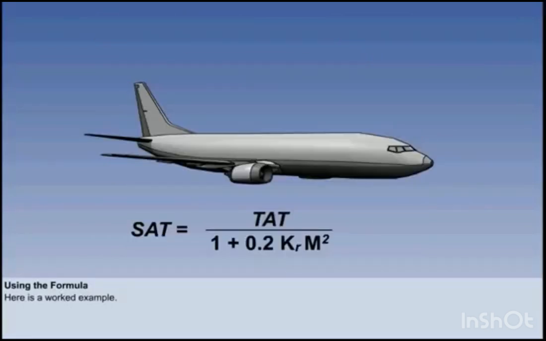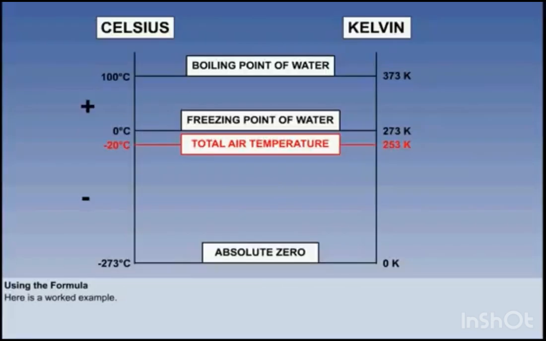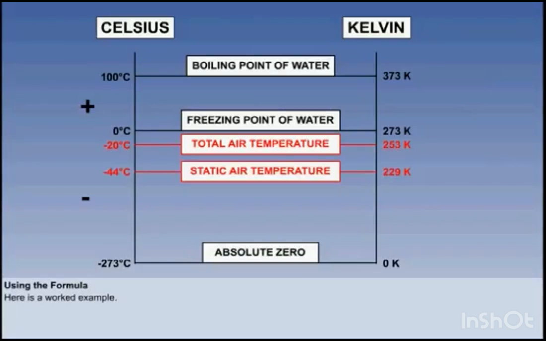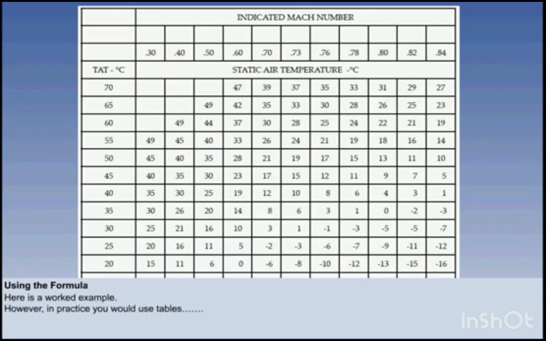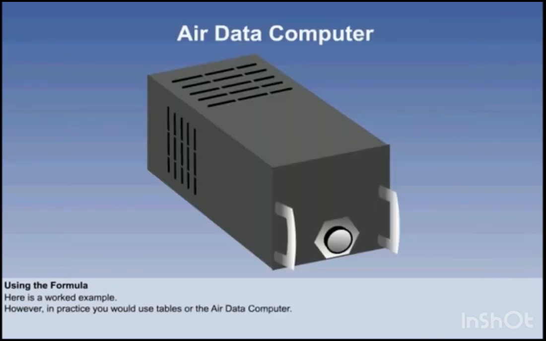So we have used this formula to go from a total air temperature of minus 20 to a static air temperature of minus 44. This has shown you how to use the equation, which you need to know for the exam. However, airline pilots do not really do these sorts of calculations in flight. In practice, in older aircraft, they would use tables. And in newer aircraft, the air data computer would do it for them.